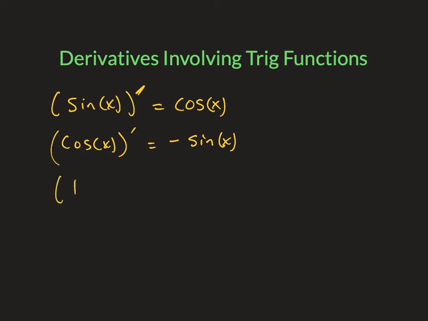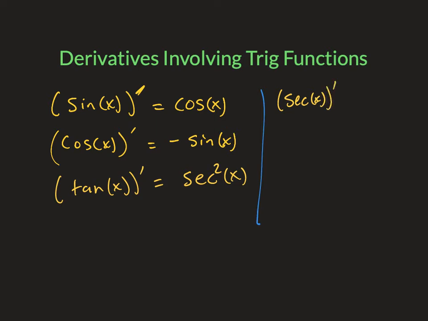The derivative of tangent of x turns out to be secant squared of x. Secant squared of x means secant of x times secant of x. Those are the 3 main trig functions, and then we also know the derivatives for the other trig functions. The derivative of secant of x is secant of x times tangent of x.